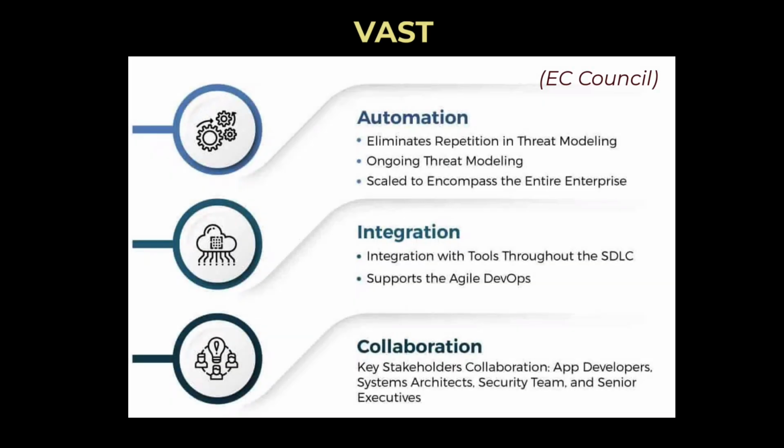VAST, Visual, Agile, and Simple Threat, is a risk analysis model designed to integrate threat modeling seamlessly into modern DevOps and Agile development processes. Unlike more traditional methods that can be overly complex or time-consuming, VAST emphasizes clear high-level diagrams and step-by-step workflows to ensure threat modeling becomes part of regular development cycles.